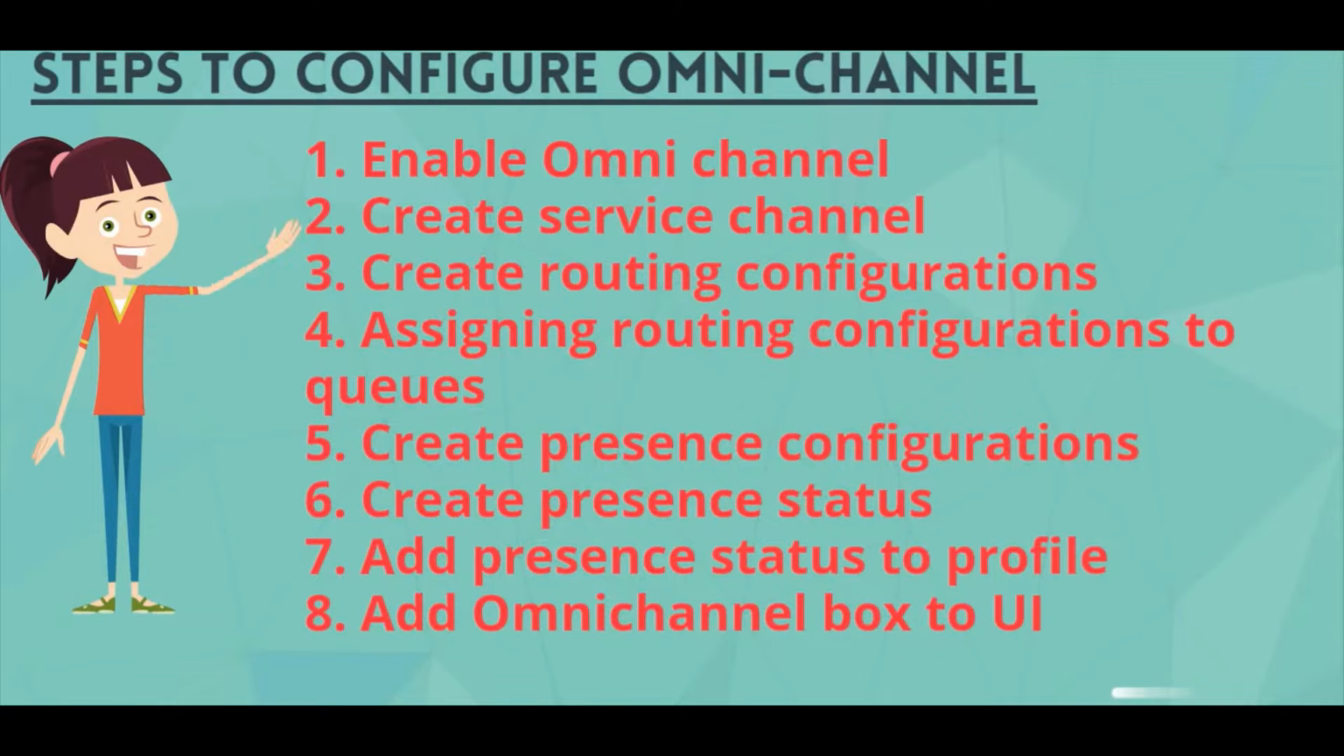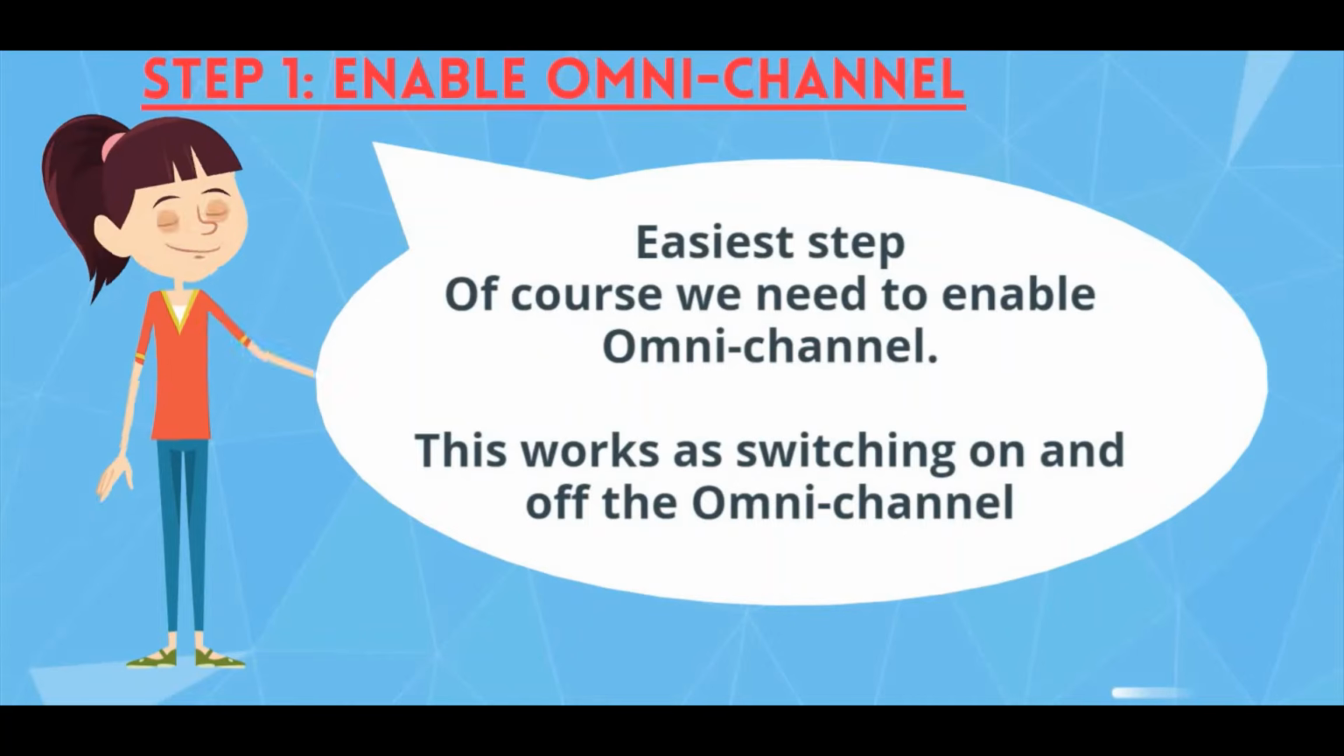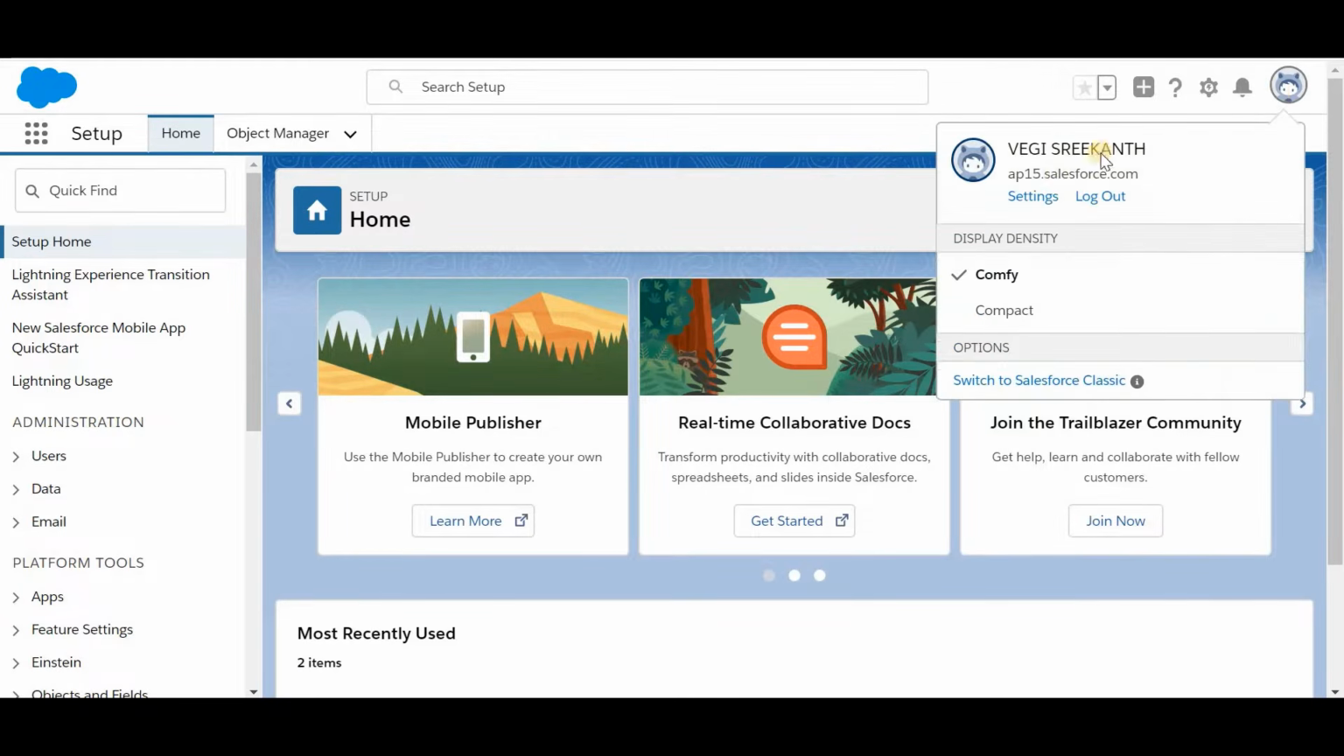Okay, step 1. Enabling of omni-channel. This is an easy step. Of course, we need to just enable it. It's like a checkbox, switching on and off the omni-channel. Okay, we'll enable omni-channel in my org. This is a brand new org so that for people who want to get hands-on on omni-channel, you can follow the same steps that I do so that we'll have the same output. This is my user Vegi Shrikant.